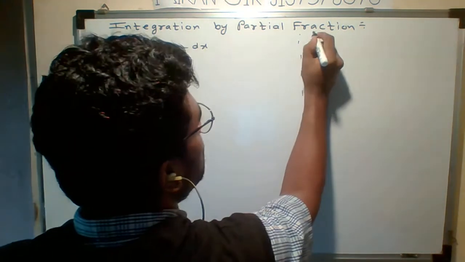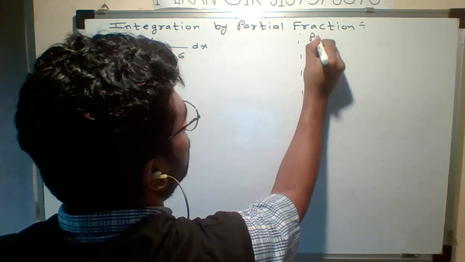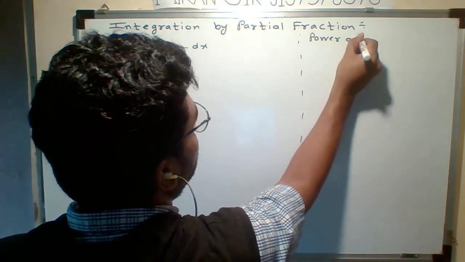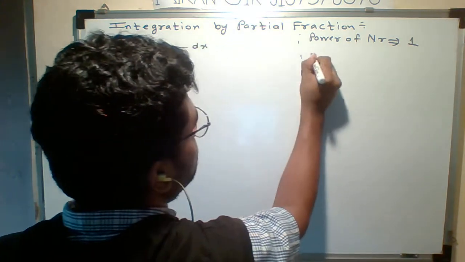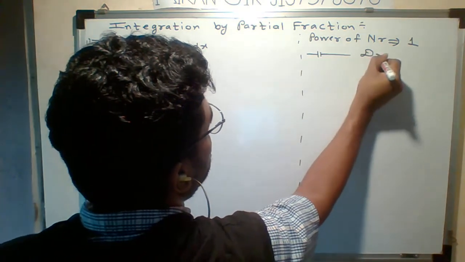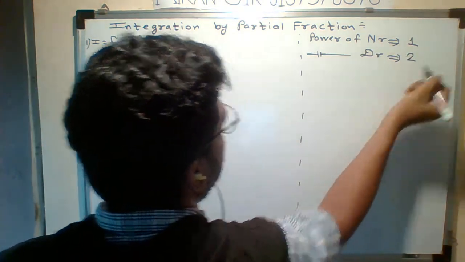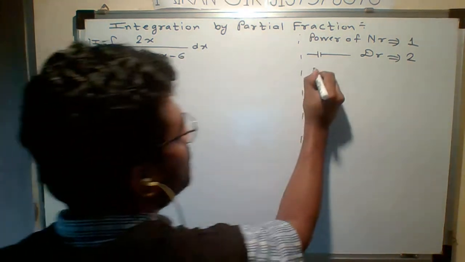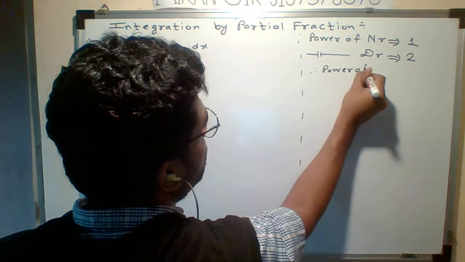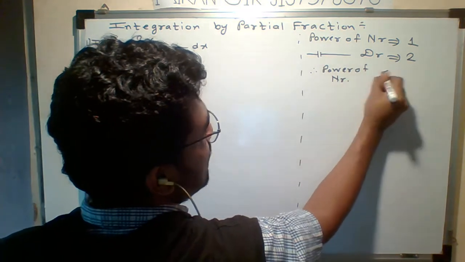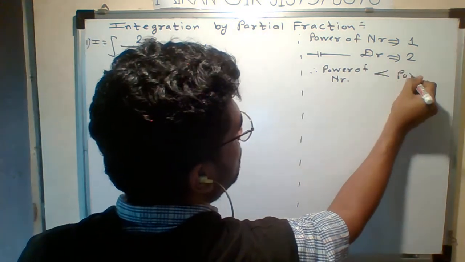So students, what do you observe here? What is the highest power of the numerator? Here it is 1. And what is the power of the denominator? The maximum power of the denominator is 2. So we observe that the power of the numerator is less than the power of the denominator.